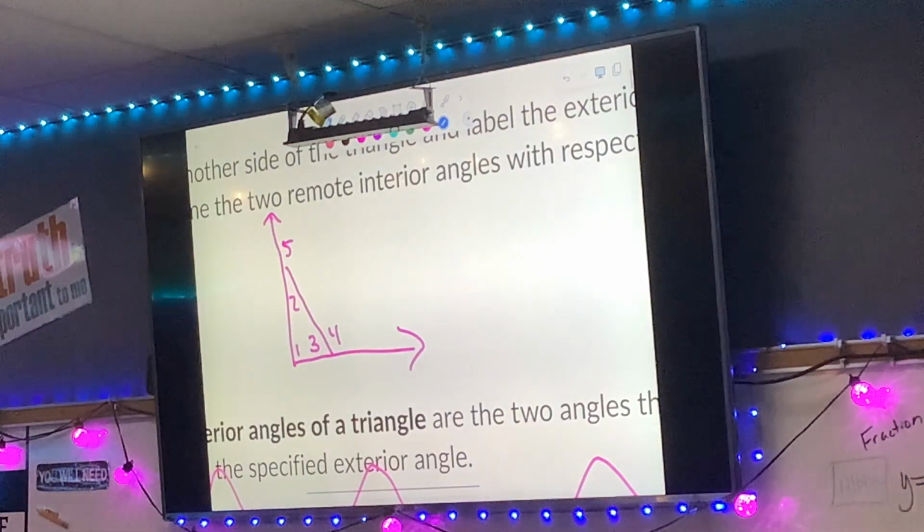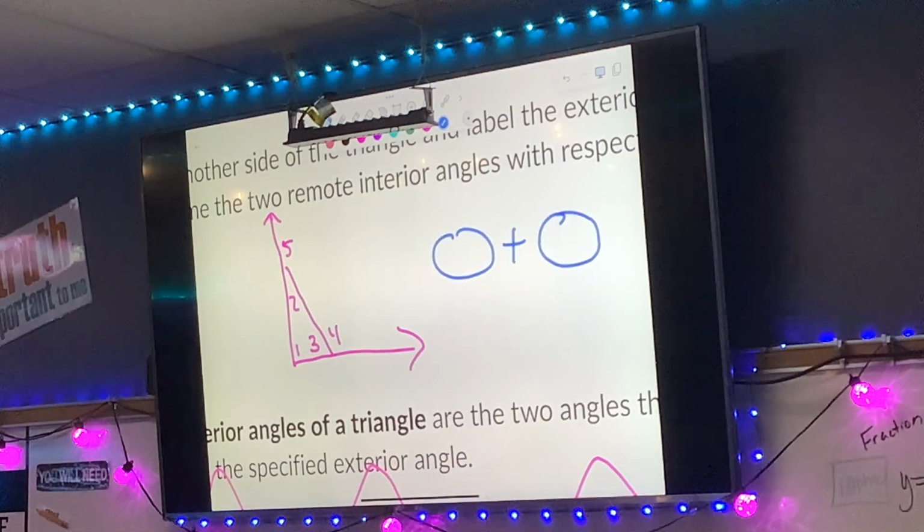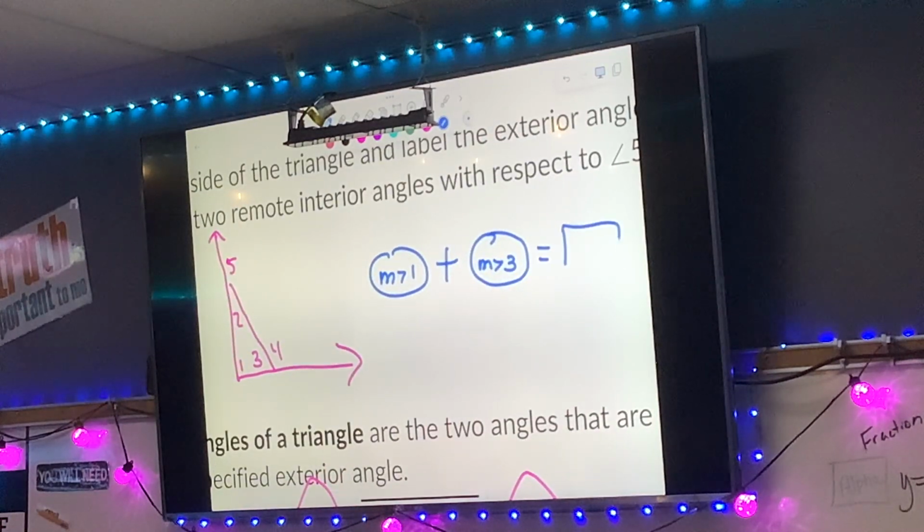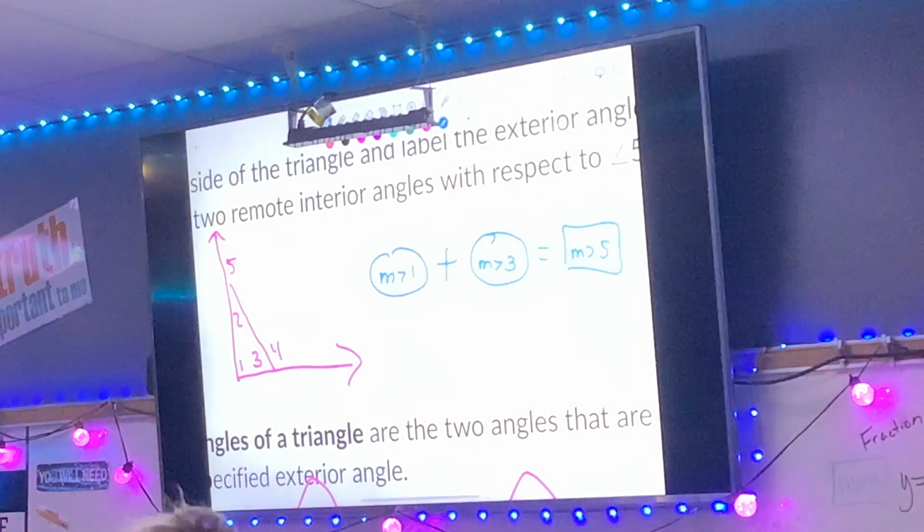So we would do circle plus circle. The measure of angle 1 plus the measure of angle 3 would equal the measure of angle 5. Now we're fixing to actually get to use numbers, which you'll see how simple these are.